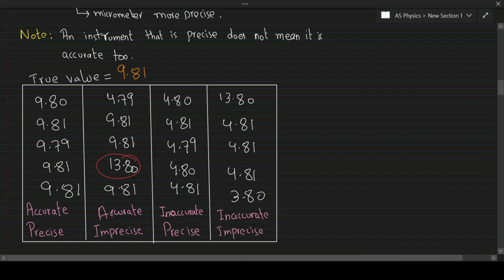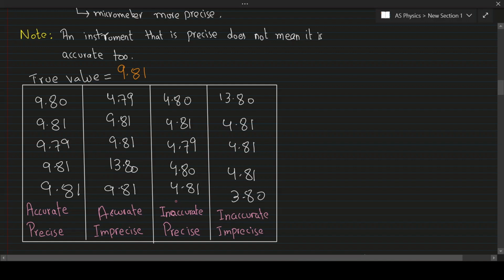Although it does contain 9.81, so we can say the result is accurate, but that is not precise because the lowest value is this and highest is this, which makes the range very large. So this experiment is imprecise.